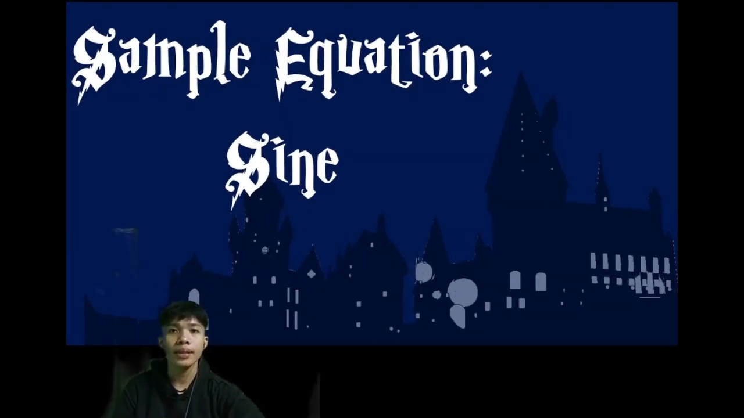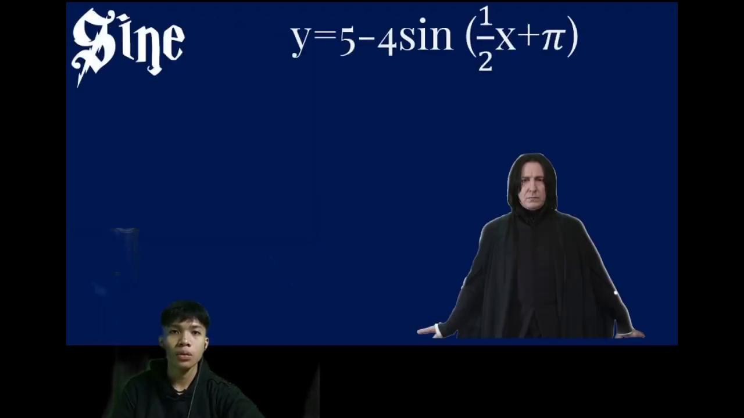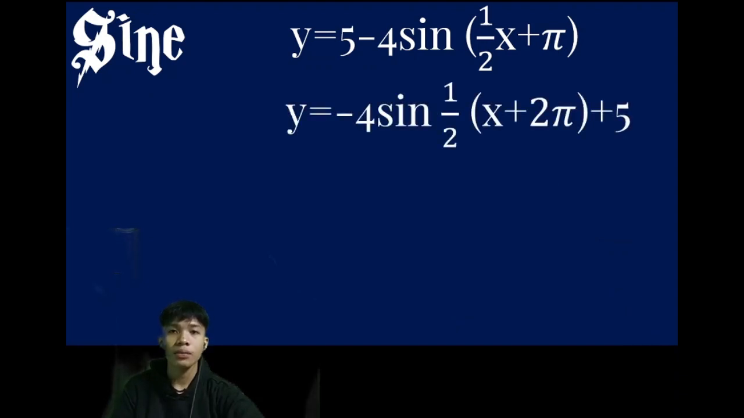Now, we are going to be taking a look at the sample equation of the sine function. We have y is equals to 5 minus 4 sine quantity 1/2 x plus pi. And we all know that the first step in solving any sine function is to get its standard form. Now, the standard form of this equation is going to be y is equals to negative 4 sine times 1/2 quantity x plus 2 pi plus 5. Now, the a value is going to be negative 4, the b value is going to be 1/2, the c value is going to be 2 pi, and the d value is going to be 5.